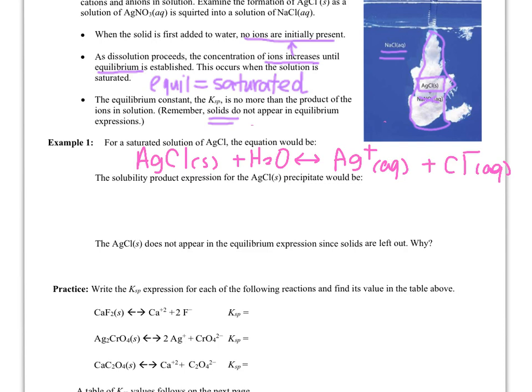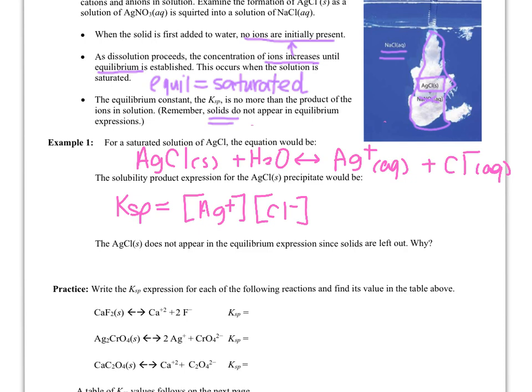We're going to use the net ionic. We don't care about any of the other stuff that's going on. This is essentially what we're paying attention to. The solubility product expression for the AgCl precipitate is really easy to do because you would write KSP, right? Well, normally it's concentration of your products over your reactants, but we're not going to include the AgCl because it's a solid. So really, it just becomes my ions, which is Ag plus to the first, right? And Cl minus to the first as well. The AgCl does not appear in the equilibrium expression because solids are going to be left out.